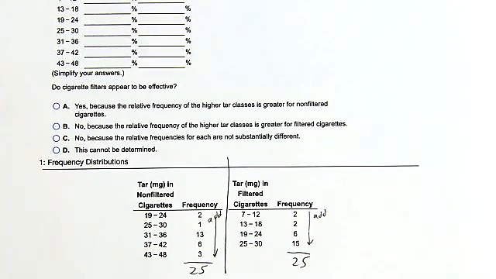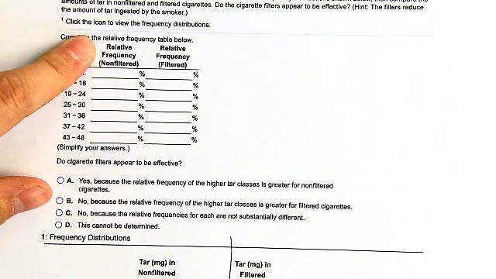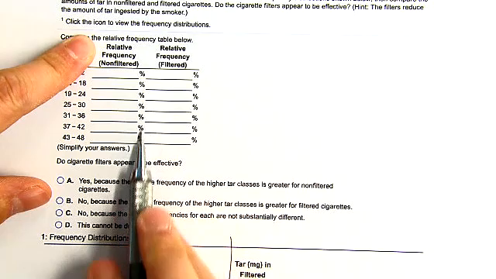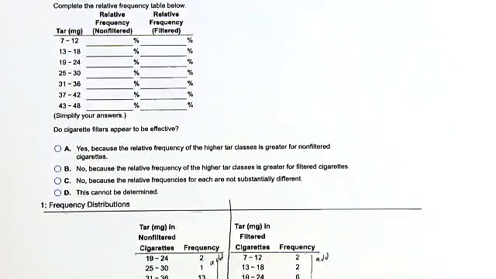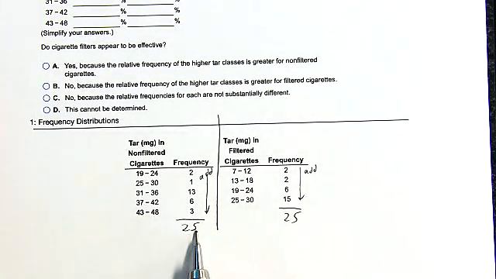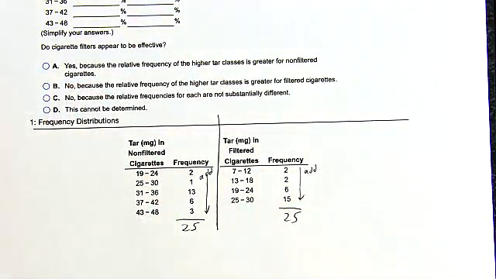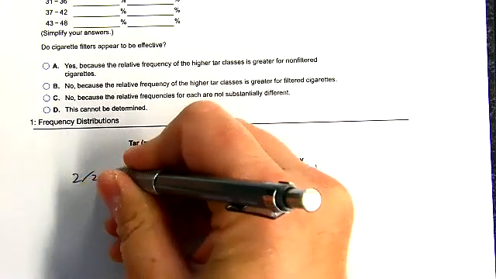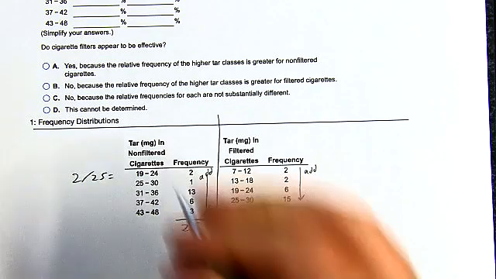Now to convert this from a frequency distribution to a relative frequency distribution, all we have to do is convert these numbers to percentages. And you'll notice that they have percent symbols for each of these spaces. So to do that, we just have to take each number divided by the total. So this first blank here would be 2 divided by 25. So we would take 2 divided by 25, and you'll get 0.08.